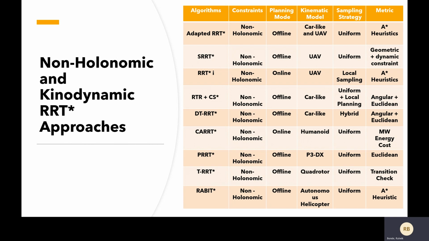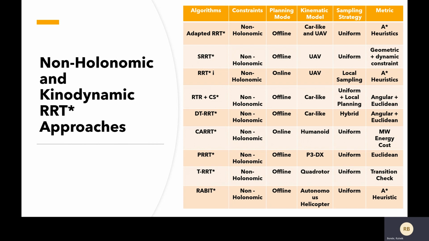And then we have RRT star I. Basically, RRT star I is initially similar to RRT star. However, as soon as an initial trajectory is found, it adapts local sampling with Gaussian distribution and a node rejection technique. So what happens is this generates a smoother trajectory as compared to RRT and RRT star, with improved path quality.